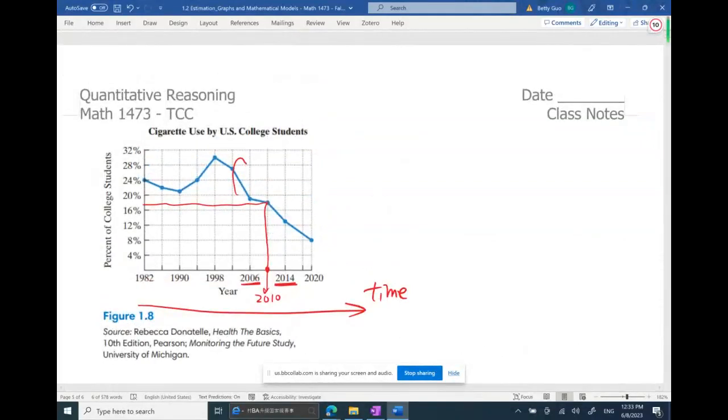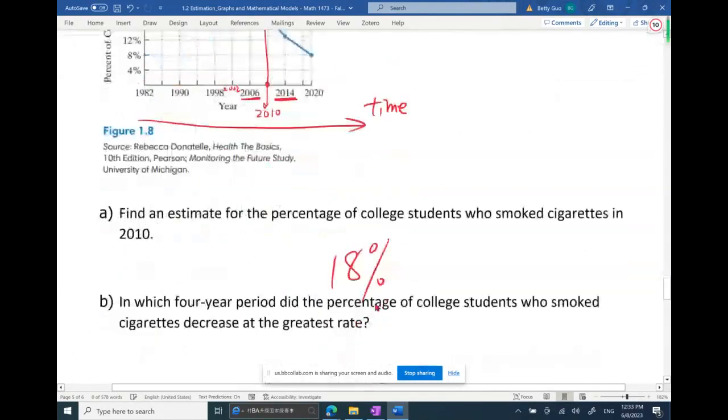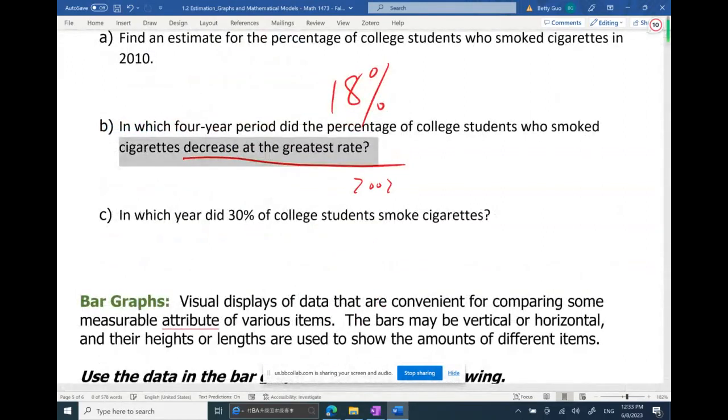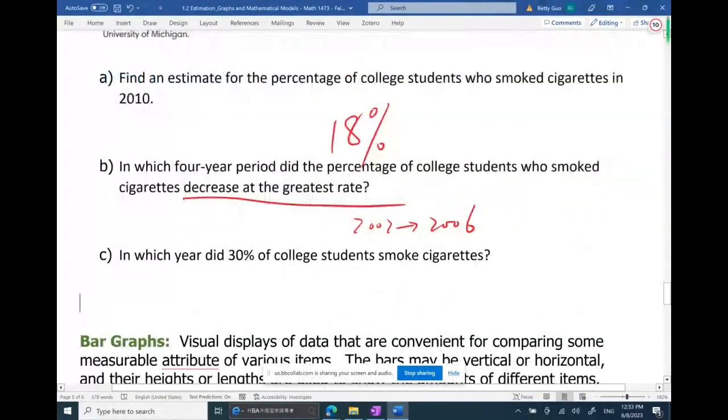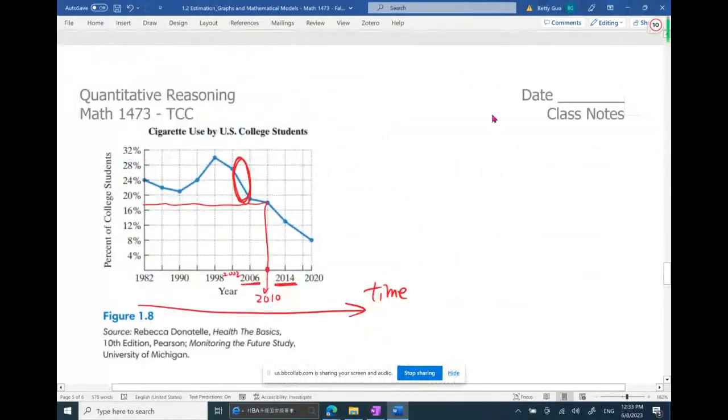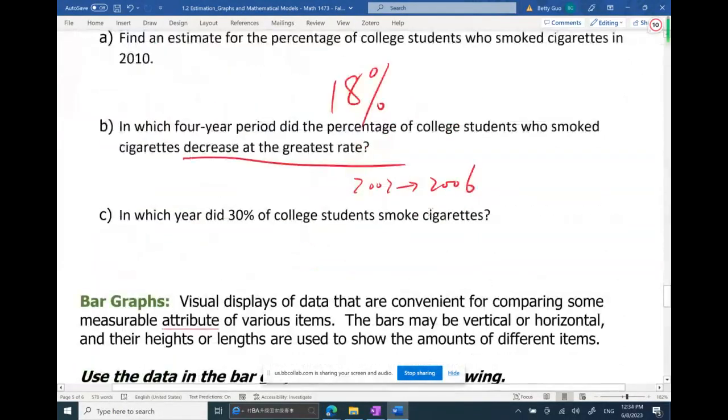So we are looking for a part going down, and the slope has the biggest absolute value. Which part? I see this part, right? And that is from 2002 to 2006. Yeah, feel free to pause the video and understand. Part C, in which year did 30% of college students smoke cigarettes? 30% is between that. Oh, that is 1998, right? It's pretty straightforward.